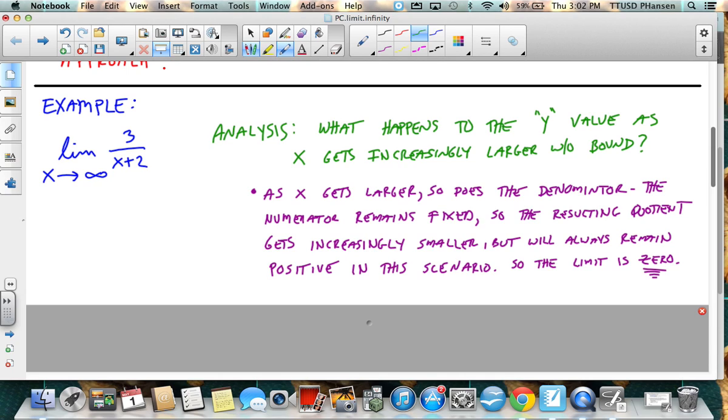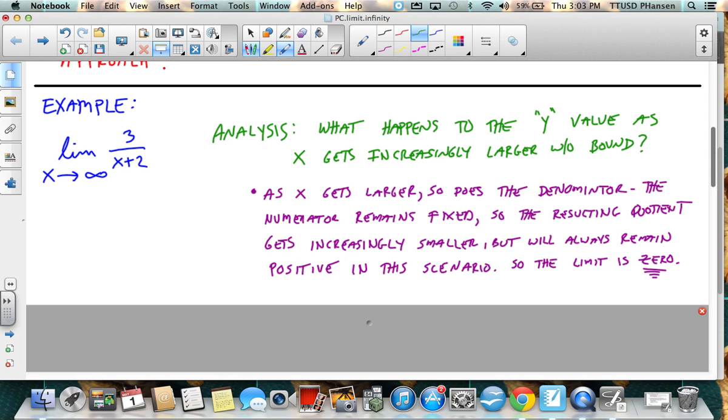So in purple down there, here's what's happening number sense wise. As x gets larger, so does the denominator. The numerator remains fixed, it's always 3. So the resulting quotient, which is the ratio of the numerator to denominator, gets increasingly smaller, but will always remain positive in this scenario. So the limit of this is 0.